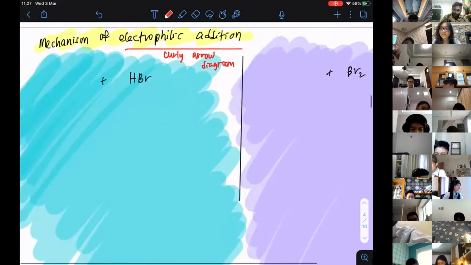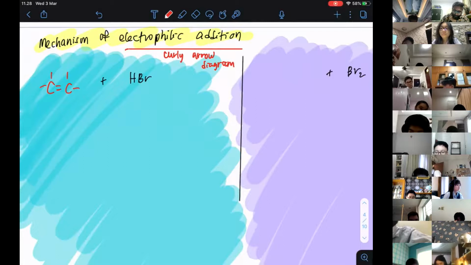Okay, so if you have a carbon-carbon double bond and you are going to react it with HBr, it's better to write it down in this way. Now, HBr is polar. Br is more electronegative than hydrogen, so it will attract the electrons. You see the electrons will go towards Br, so the first curly arrow goes towards Br. This makes Br partially negative and H partially positive.